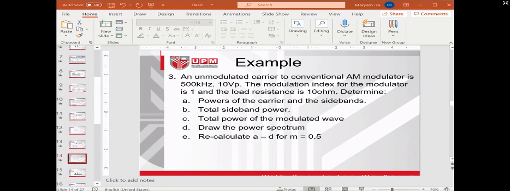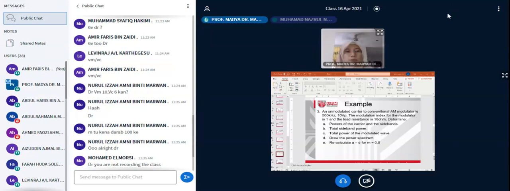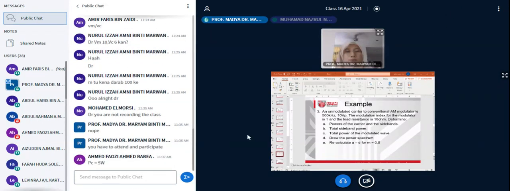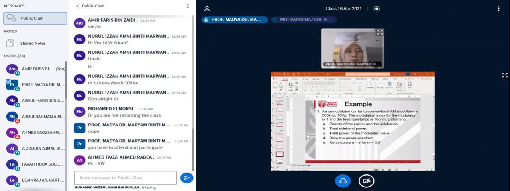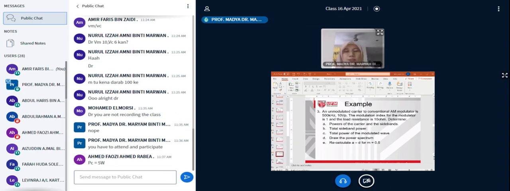Okay, finished. Can I have the answer for the power carrier? Power carrier is 5 watt. You can type that in the chat. Okay, Fauzi already answered, thank you. So correct, Nazrul, 5 watt for the power carrier. Power for one of the sidebands only: when they ask the sideband, 1.25 watt.